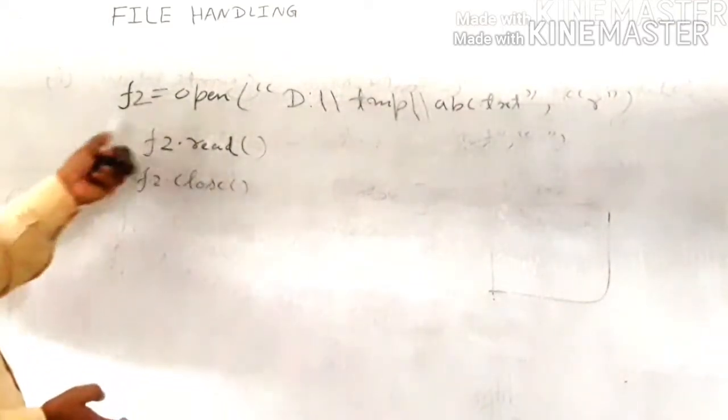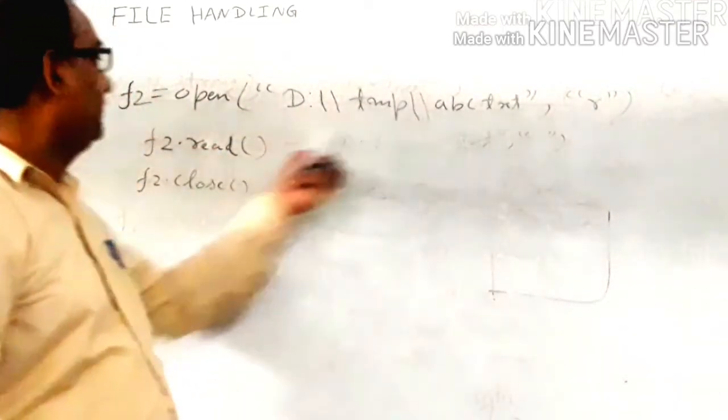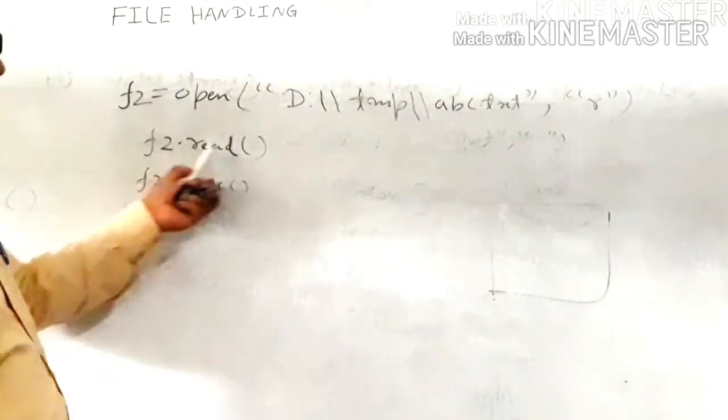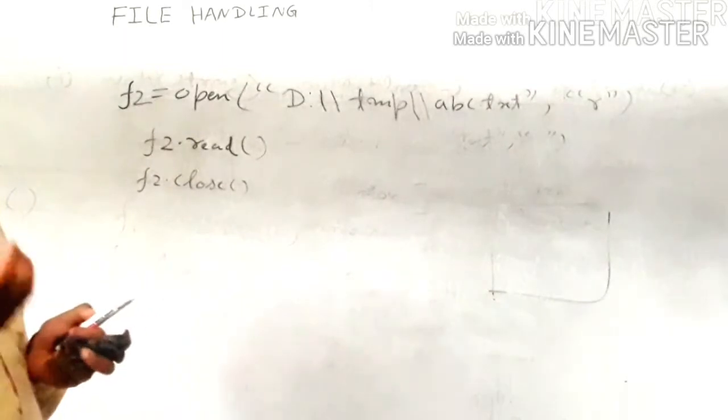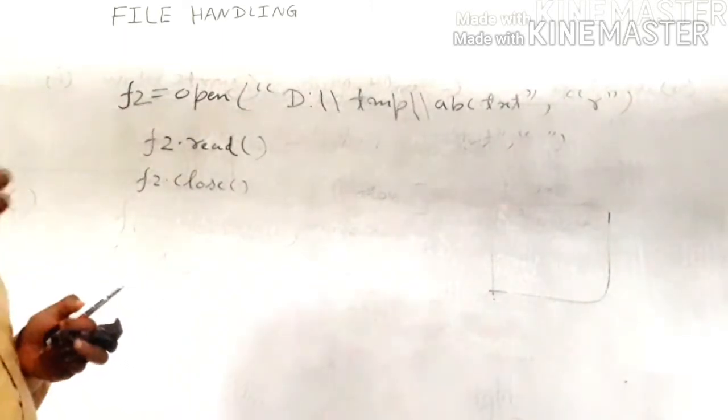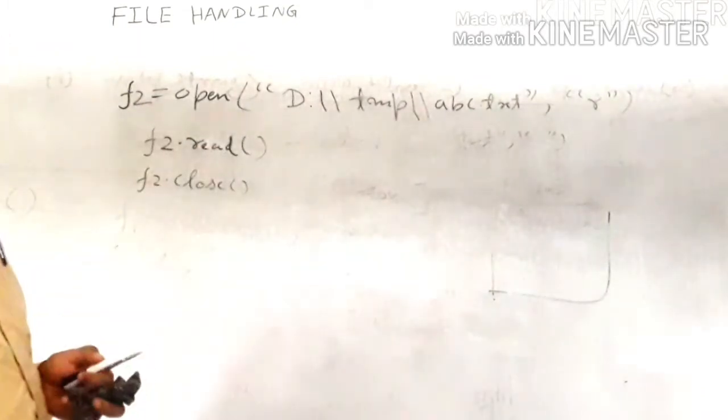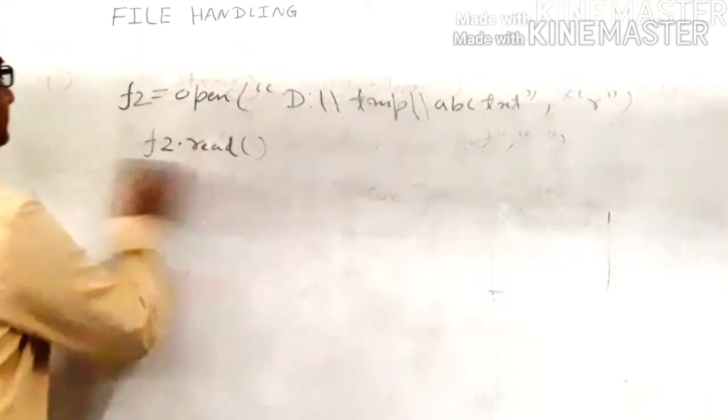So this is a simple program. You can call the same file abc.txt in read mode, and when you call f2.read, it reads the whole string. You know very well the read function is used for the whole string in bytes. Then we can print it. So this is the simple program through which you can read the complete file.